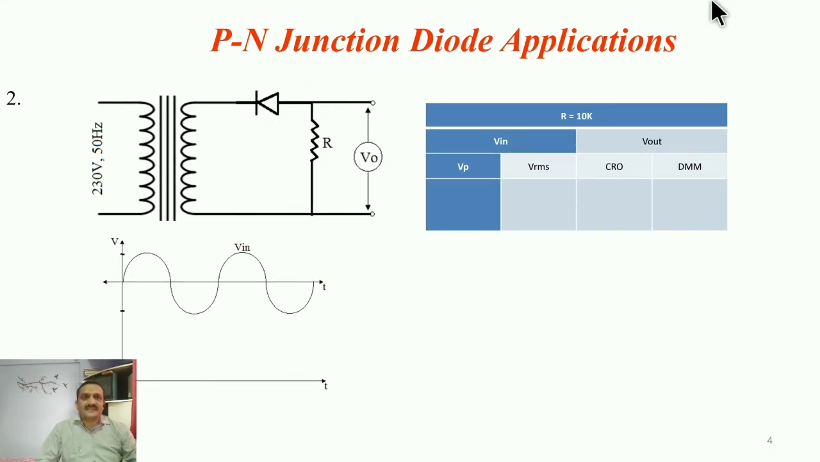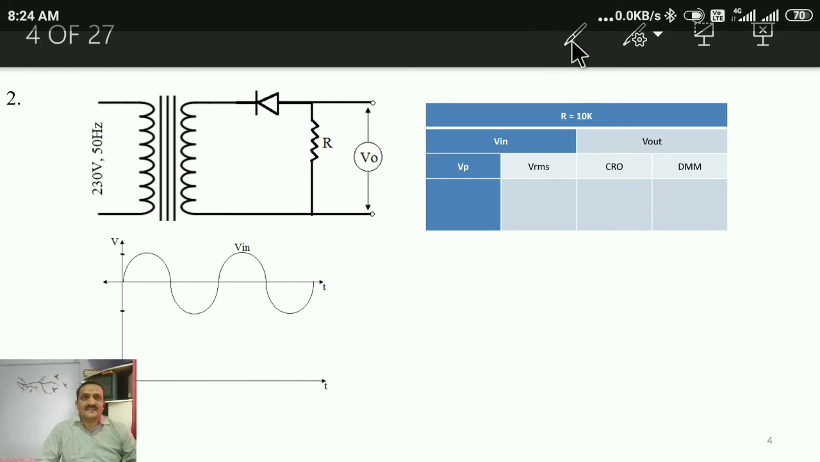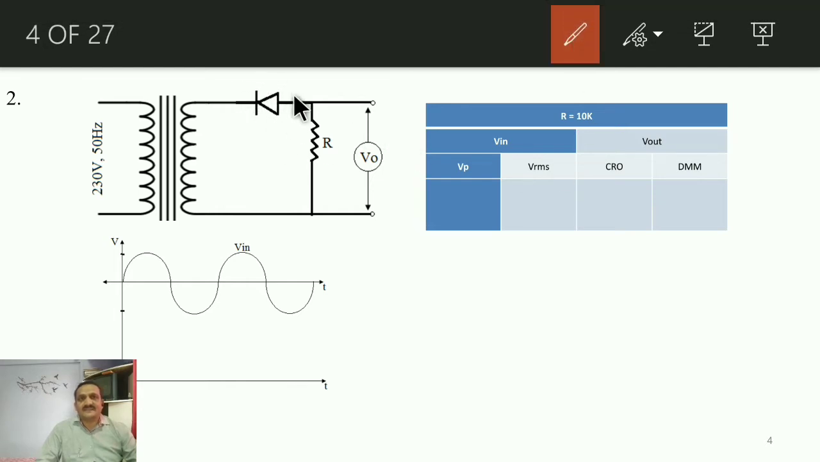Now in this circuit, what I did is I just reversed the diode, changed the polarity of that diode. Now what will happen during the positive half of the input coming from the secondary of this transformer? The diode will remain reverse biased, and that's why the output will be 0.